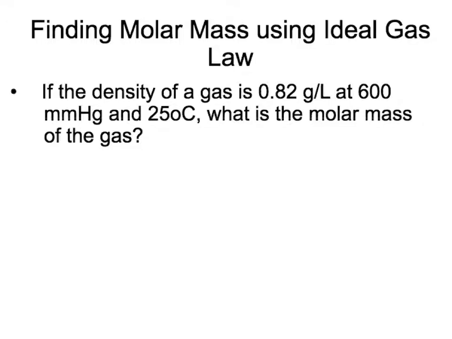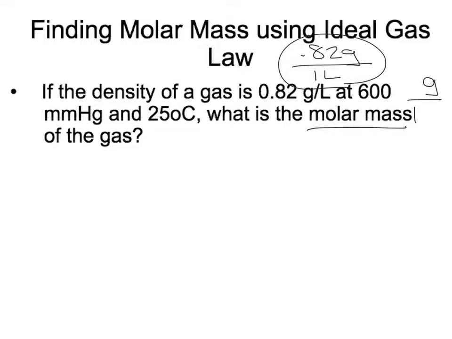Okay, there are other things that you can do using PV equals nRT, so we're going to just take a look at them. We're told that the density of a gas is 0.82 grams per liter, so just keep in mind that that is 0.82 grams per 1 liter. Okay, really important that you see that. The pressure is 600 millimeters of mercury, temperature is 25 degrees Celsius. What is the molar mass? Now keep in mind that the molar mass is how many grams per 1 mole. So we're kind of wondering, hey, how many grams is that?